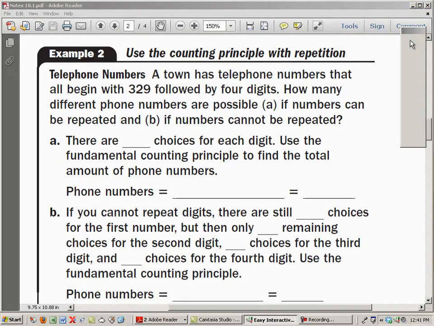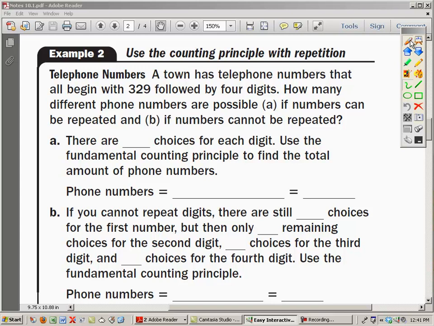Let's take a look at another example. Example number 2 says using the counting principle with repetition. A town has telephone numbers that all begin with 329 and are followed by 4 digits. How many different phone numbers are possible? A, if numbers can be repeated, and B, if numbers cannot be repeated.